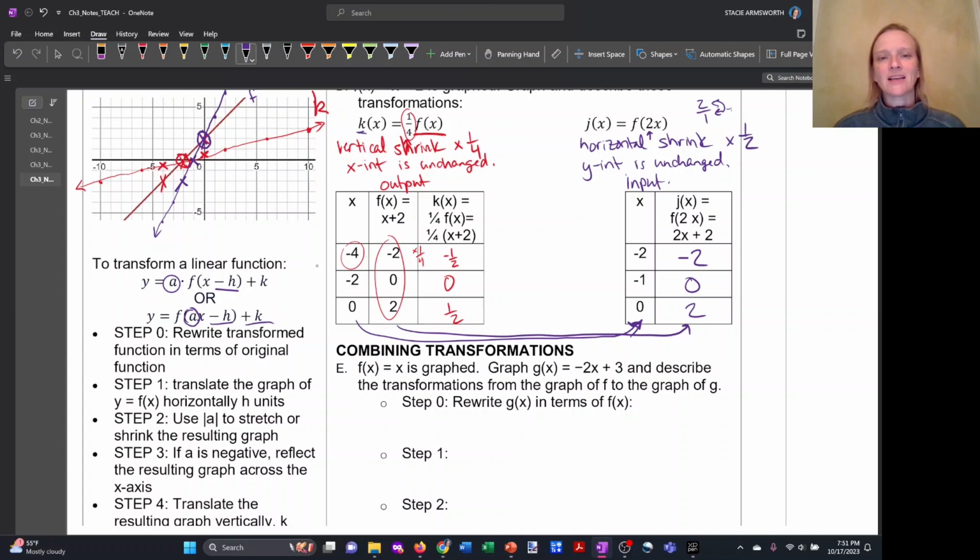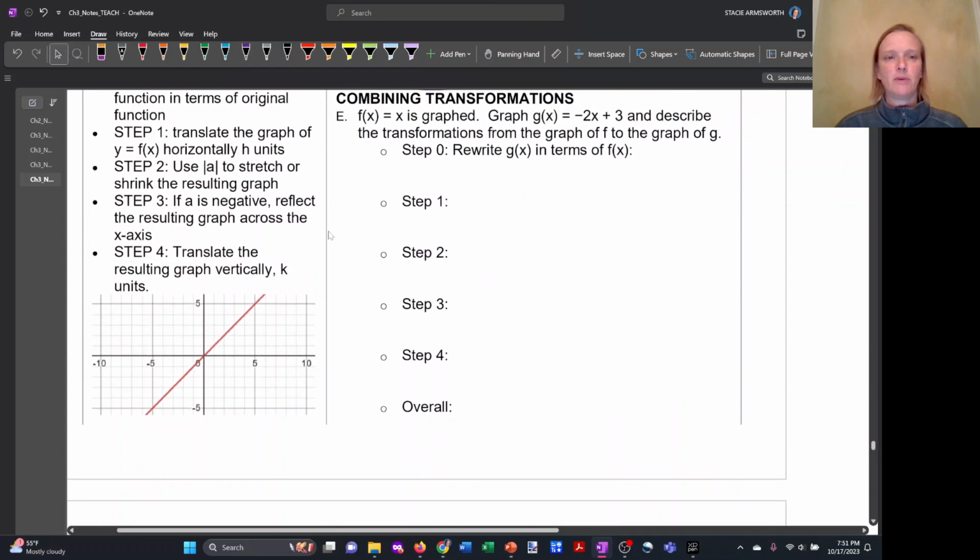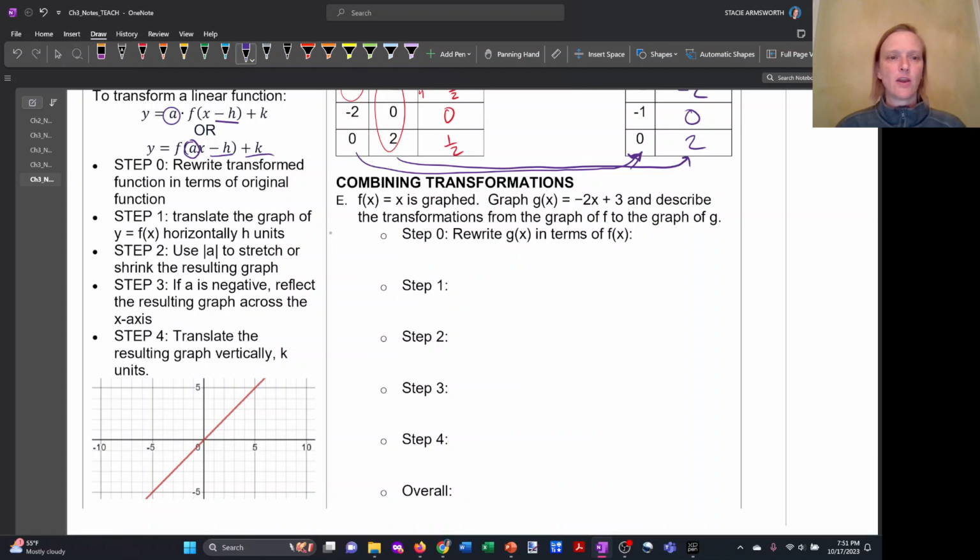F of x equals x is graphed, and that is down here a bit. There we go. You can see that the y-intercept is 0 and the slope is +1. This is the most basic parent function, f of x equals x. We're going to transform this in a couple ways. We want to graph g of x equals -2x plus 3. So notice I've got a multiplication factor on the x, and I'm adding 3 to it.